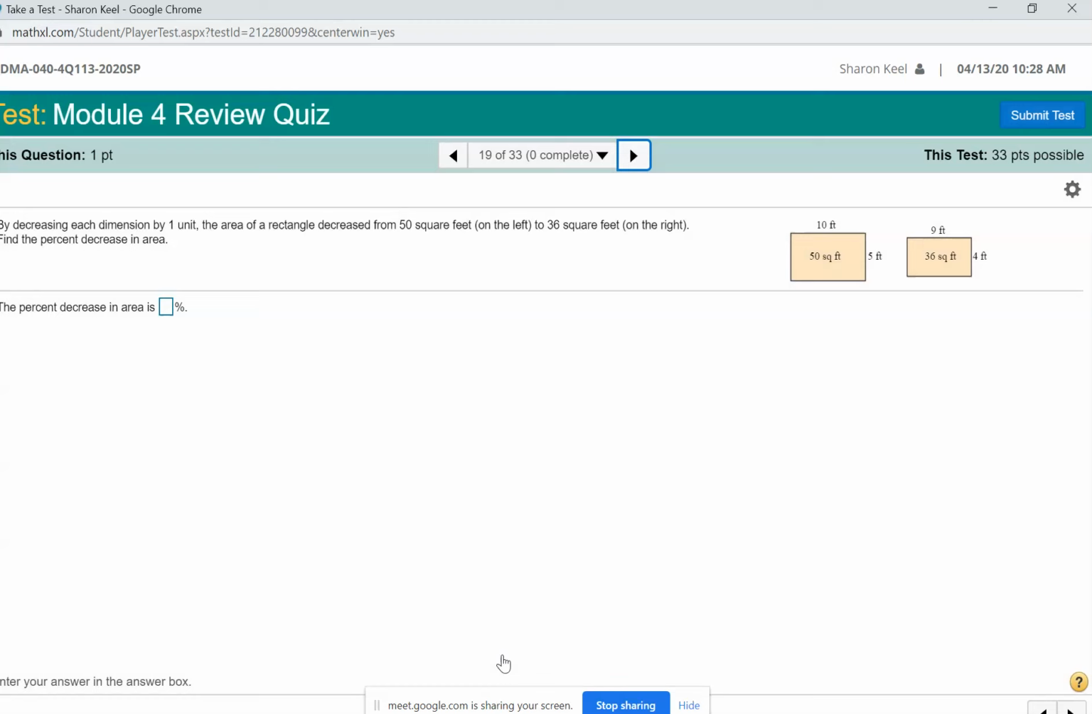By decreasing each dimension by 1 unit, the area of the rectangle decreased from 50 square feet to 36 square feet. Find the percent decrease in the area. When you look at the illustration, they have 10 feet went down to 9 and the 5 feet went down to 4. However, we're not using those values. They've already done the calculation. 10 times 5 is 50 and 9 times 4 is 36. So we're only concerned with the square feet. Okay, so the 50 and the 36.